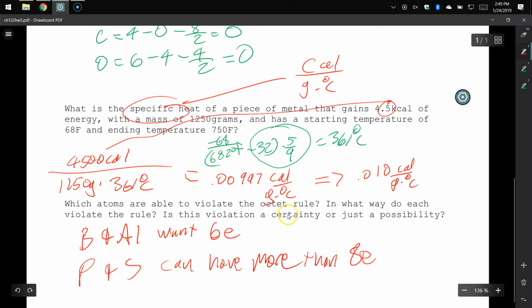Is this violation a certainty or just a possibility? The boron and aluminum is a must. It's always going to have just 6 electrons. The sulfur and the phosphorus are, if I have to take them, I'll take them. But I don't really want to. But I will.